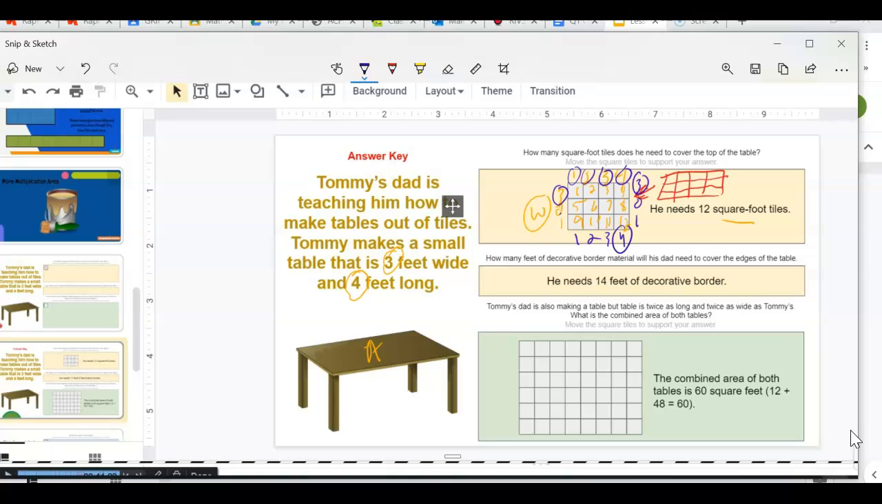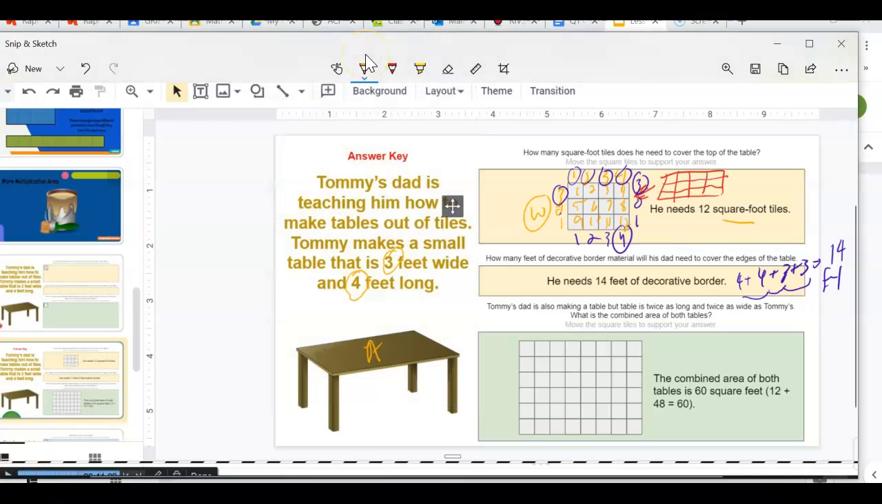We got 4 plus 4 plus 3 plus 3. So 4 and 4 is 8. Plus 3 is 11. Plus 3 more. That's how we get our 14 right there. That's how we get our 14 feet. And that's for the exterior part.